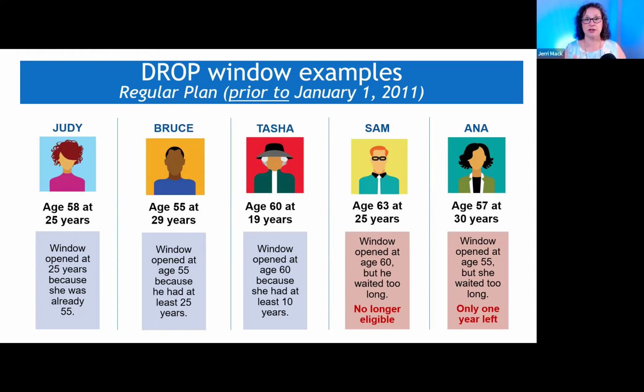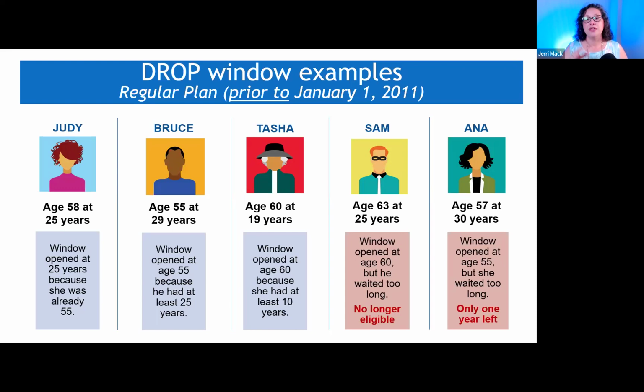Our friend Bruce here, he had the 55 at 29 years. So he was at 25 years. He wasn't of age. 26, 27, 28, still wasn't 55 yet. But 55 at 29 is when his window opened. Our friend Tasha here, her window opened at age 60 at 19 years because she had at least 10 years of service.